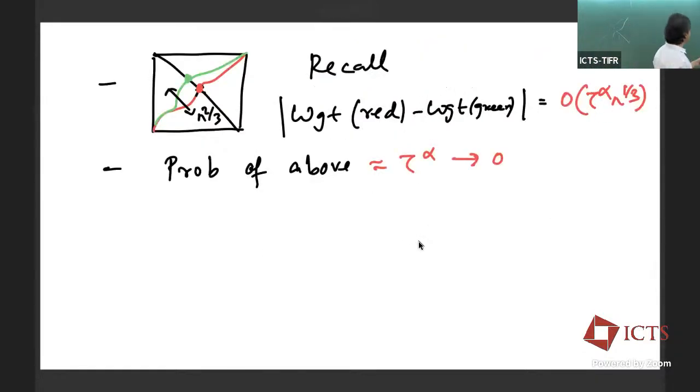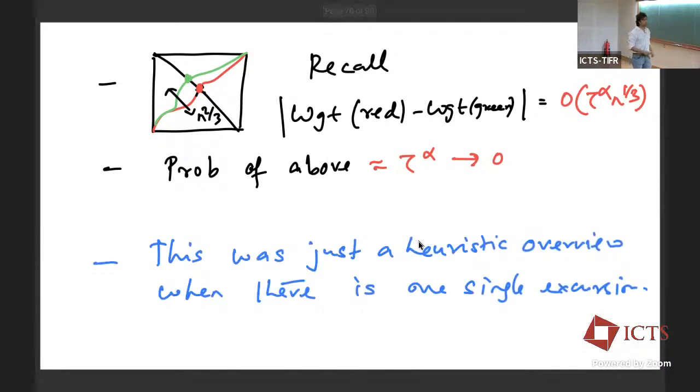So this tells us that the probability that you have a situation like this, where the green path is somewhat away from the red path macroscopically or on the right scale, but their weights are close to each other, by a Brownian computation, you can show that this probability goes to 0. Because we have at least ruled out this toy case after a lot of work. And again, as I said, this was just a heuristic overview when there is one single excursion.